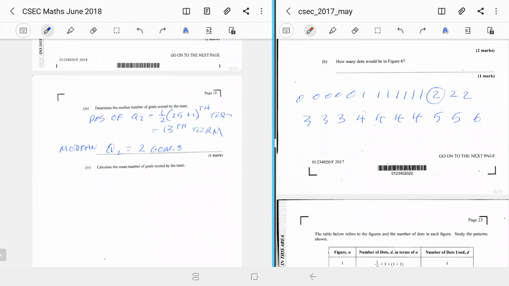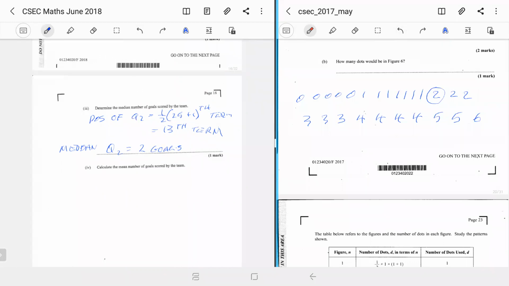Yes, sir. And then they want us to calculate the mean number of goals. You can add them up and divide by 25 to get the mean number of goals over on the right side of the page. These are the goals scored, all of the goals for the 25 matches. You can add them up and divide by 25.